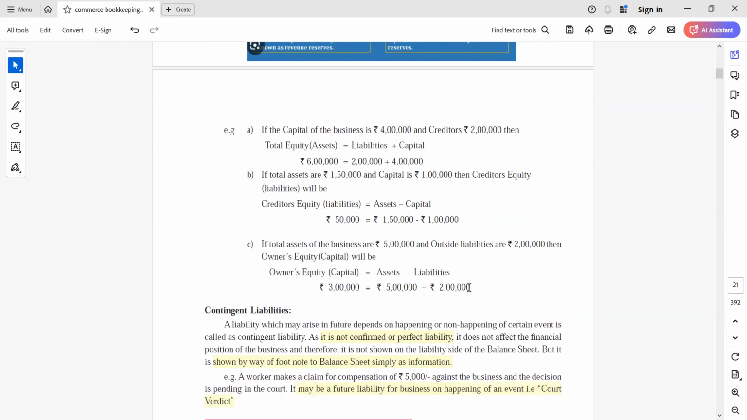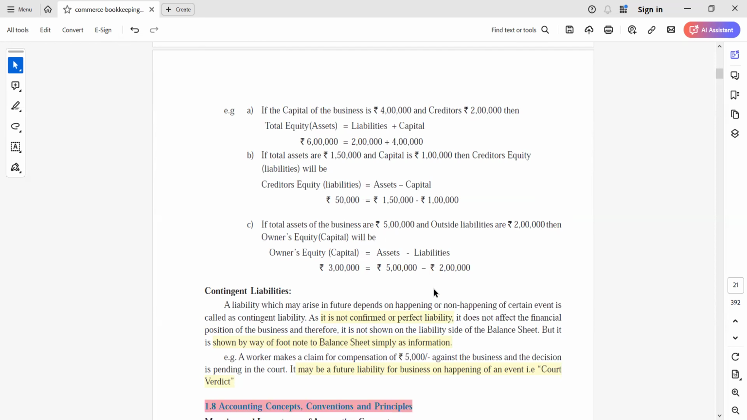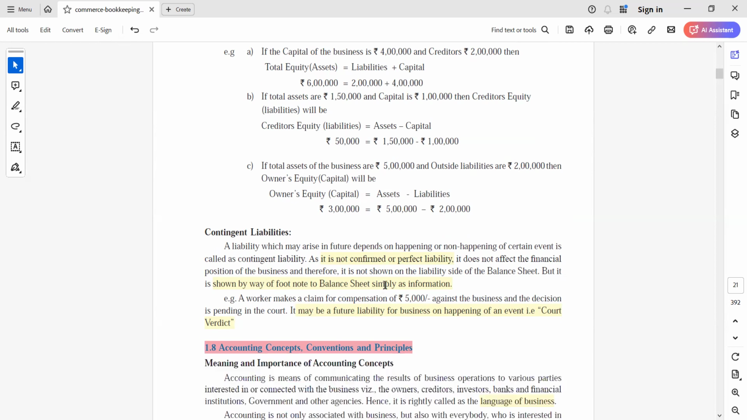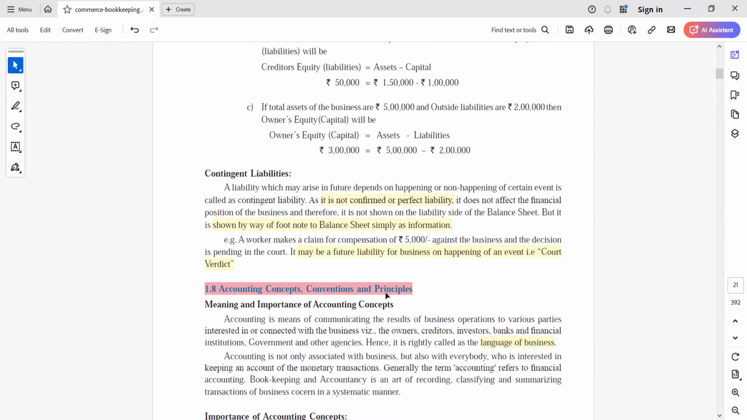If the total asset of the business are 5 lakh and outside liabilities are 2 lakh, then the owner's equity will be 3 lakh rupees. Okay. You have assets of 5 lakh rupees in total, you know the outside liability is 2 lakh, so the remaining 3 lakh rupees belong to the equity holder.